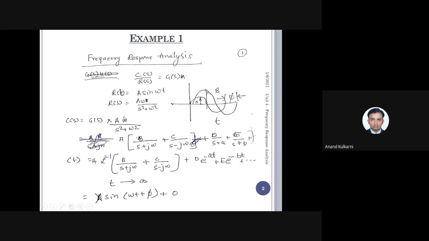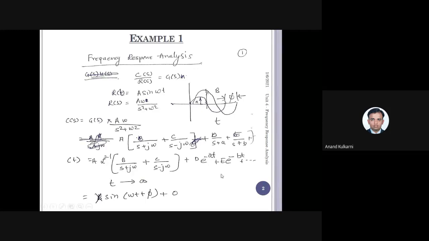Remaining partial fractions for the poles of g of s, I am going to write as d divided by s plus a, e divided by s plus b, f divided by s plus c, and so on. You can write depending on the number of poles of transfer function g of s. That is not important here, because after evaluating the partial fractions, whatever is the value of d, e, f, it is going to be multiplied by e to the power minus at, e to the power minus bt, e to the power minus ct, depending on the value of the pole.